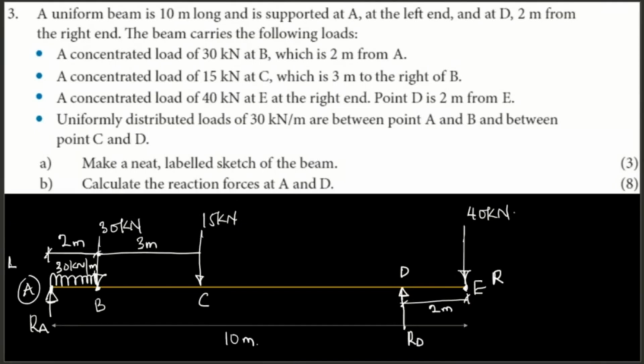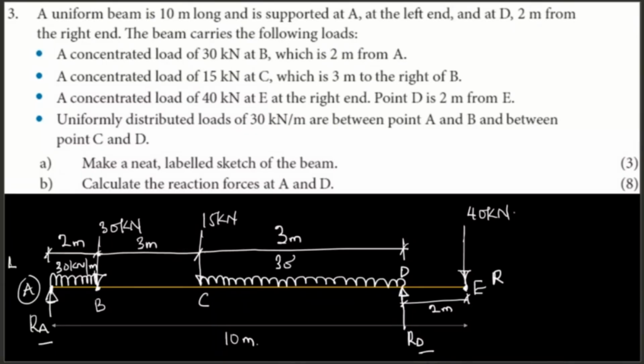Calculate the reaction. I'm going to leave you to calculate the reaction at A and the reaction at D. Oh, UDL 30 kilonewtons per meter between A and B and between C and D. There is another one here as well. This is 2, 3, 5, 5 plus 2, 7. That distance there is going to be 3 meters, 30 kilonewtons per meter. So this is the diagram.